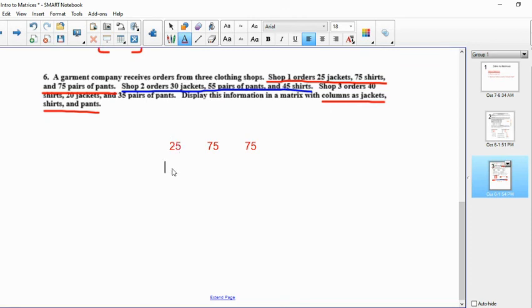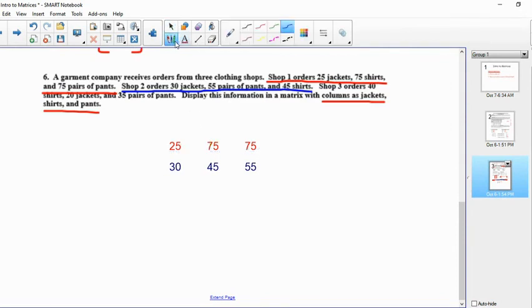So when I write those in my matrix, I'm going to do jackets first. There are 30 jackets. I'm going to list my shirts next. Notice I have 45 of those. I have 55 pants. Make sure you put them in the right order.